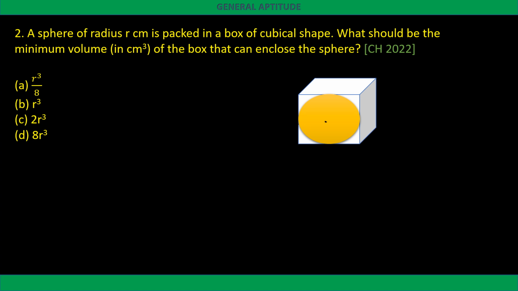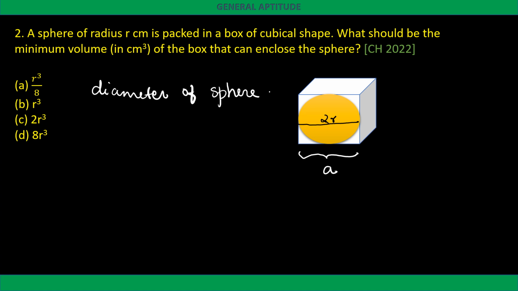So the diameter of the sphere would be 2r. And let the side of the box, side of the cube, be A. We can see that the diameter of the sphere is equal to the side of the cube. Diameter of sphere is equal to side of the cube, that means 2r equal to A.